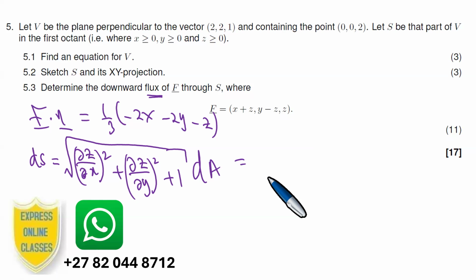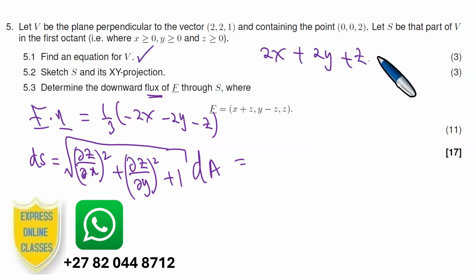So we got our z before, and you would remember that we got, for the plane, 2x plus the equation for v, 2x plus 2y plus z minus 2 equals what? Equals 0.